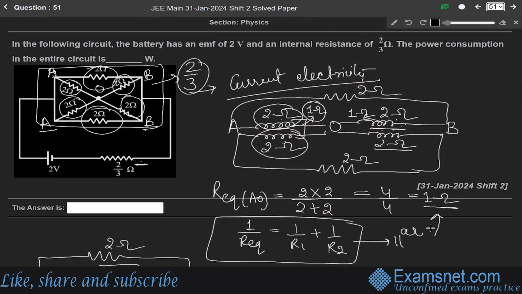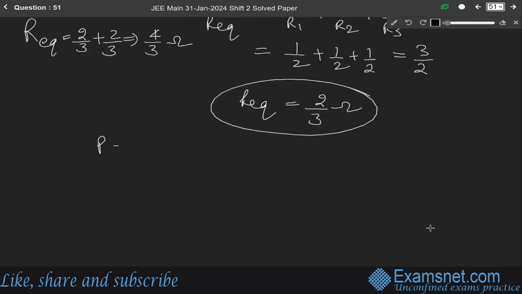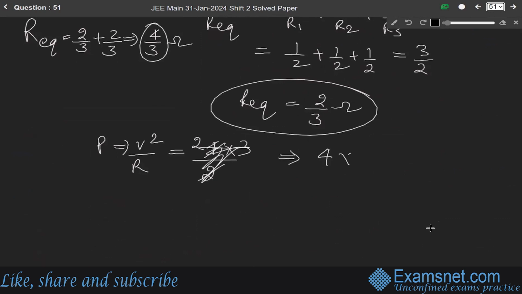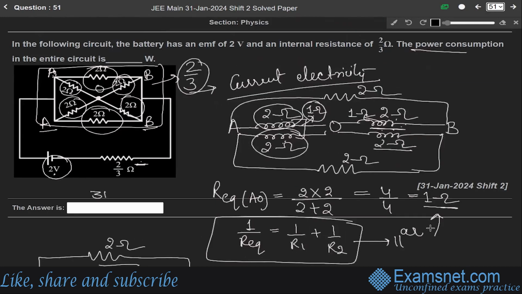Now they are connected with a voltmeter of 2 volt. So we have to find the power consumption. Power consumption P equals V square over R. V is 2 volt, so 2 square is 4, over R. R is, sorry, 4 by 3. So it will be equal to 4 into 3 by 4. So this 4 cancels, and we get power equals 3 watt. So the correct answer is 3.